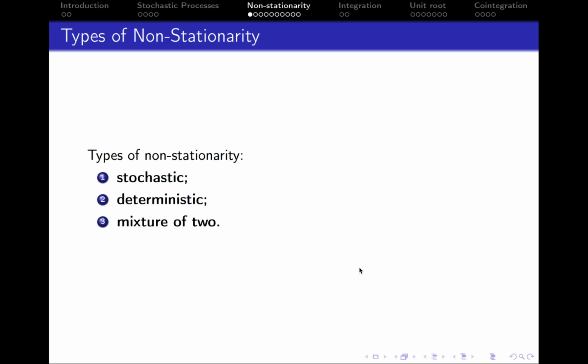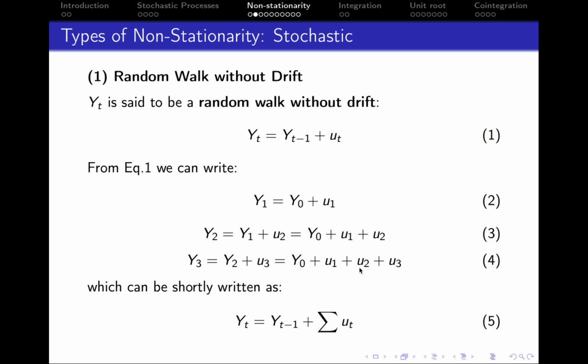There are different types of non-stationarity, and on this slide I've mentioned 3 of them: stochastic non-stationarity, deterministic non-stationarity, and a mixture of 2. So we have already started discussing the stochastic non-stationarity, therefore let's continue discussing it. And when it comes to stochastic non-stationarity, there are 2 possibilities.